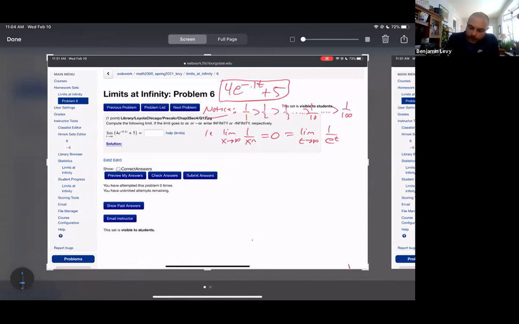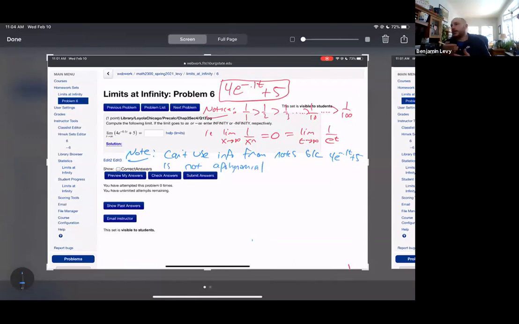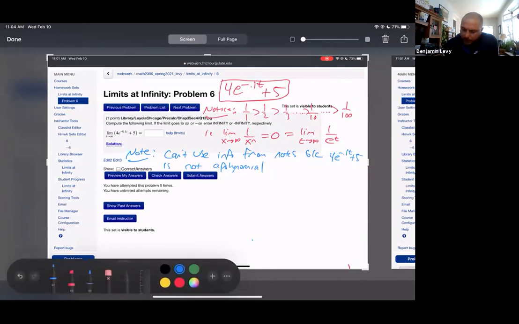The thing to notice here is that we can't use the info from the notes, because this function, e to the minus 0.1t, is not a polynomial. We don't have a rational function here. So instead, we're going to use this idea of 1 over e to the t going to infinity being eventually 0. I'll point out a couple different ways we can think about this one. Please stop me if this doesn't make sense. I'm going to talk about maybe 3 options on how to solve this one.